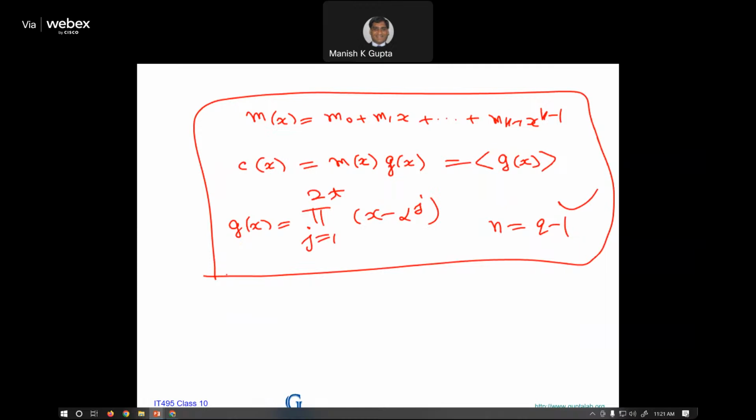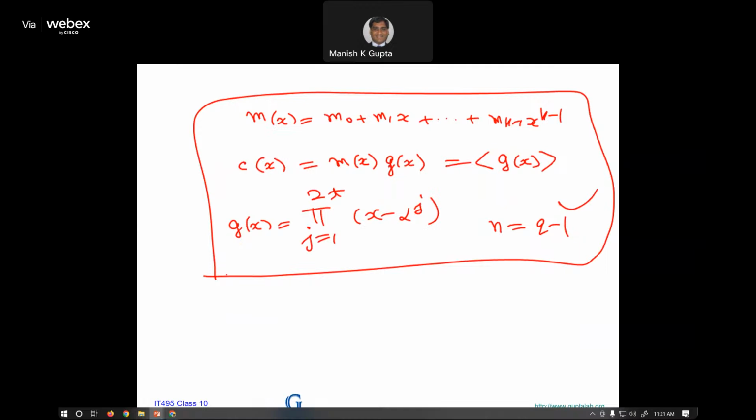If I want to correct 5 errors, I need to consider the generator polynomial g(x) as the product of x minus alpha, x minus alpha squared, x minus alpha cubed, x minus alpha raised to power 4, and so on up to x minus alpha raised to power 10. Here t is equal to 5, right? So I can actually construct this. Take this as a generator polynomial, and then you are done.